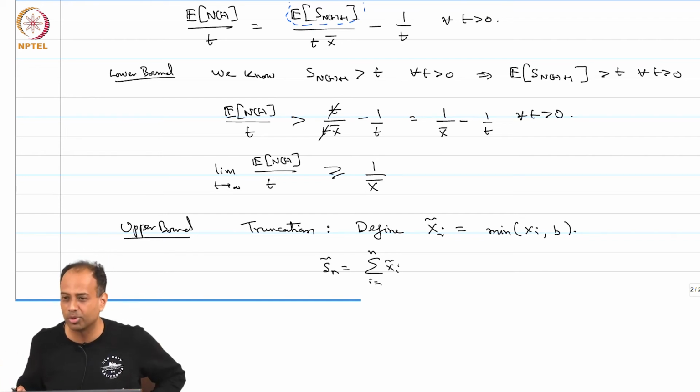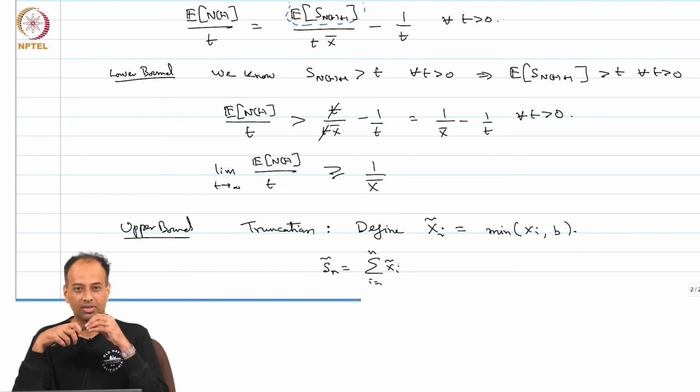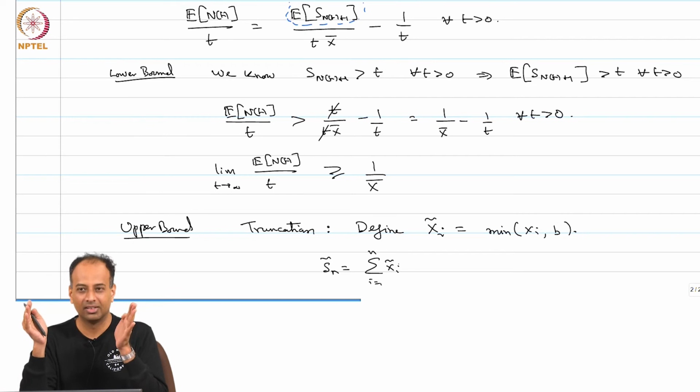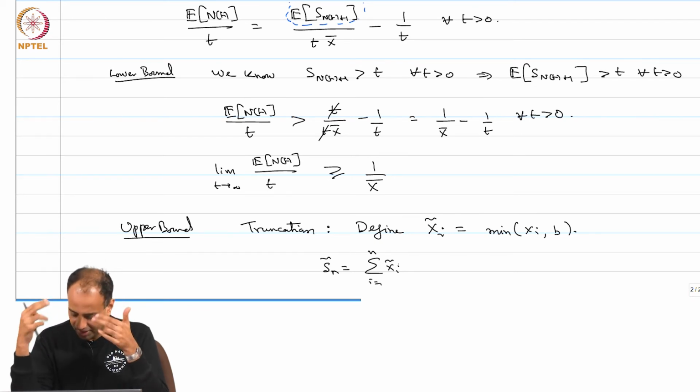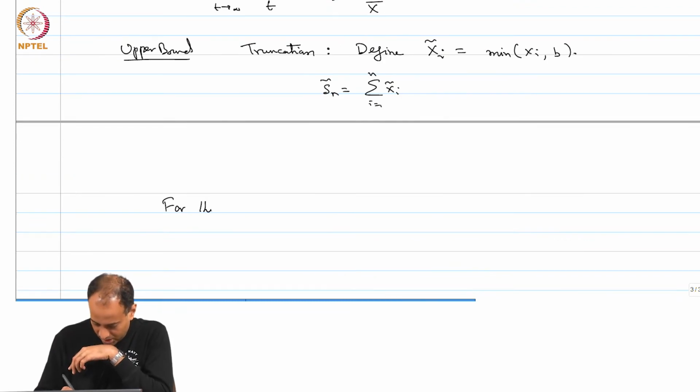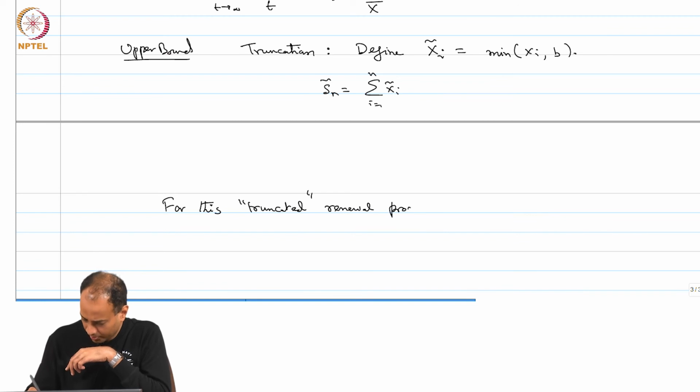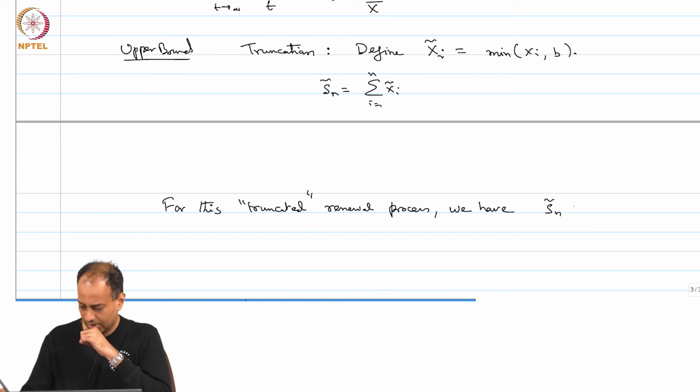So, you are considering a new renewal process, this tilde process, where your X_i tildes are equal to X_i, but if X_i becomes very large it becomes b. Likewise, S_n tilde is defined as the sum of the first n X_i tildes, and you can define a corresponding N tilde of t for this truncated renewal process. What is the relationship between S_n tilde and S_n? The X_i tildes are smaller than or equal to the original X_i's. So S_n tilde, the nth arrival epoch in this tilde process, should be less than or equal to S_n.